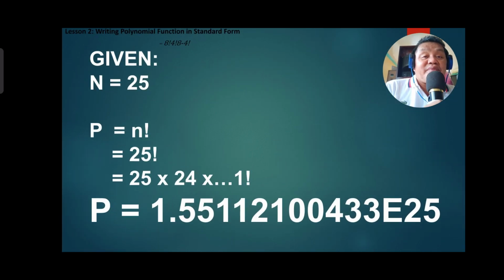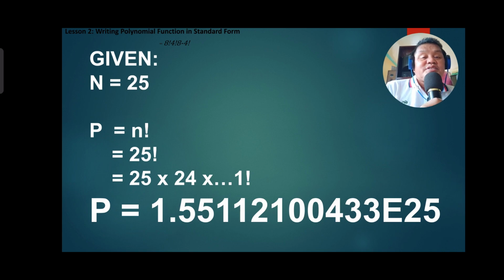So we have given n is equal to 25. So you are going to use permutation again. So they have now n factorial is equal to 25 factorial. So equals 25 times 24 times ... to 1 factorial. So the answer is 1.55112100433 exponent of 25.